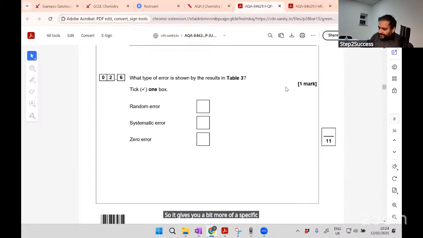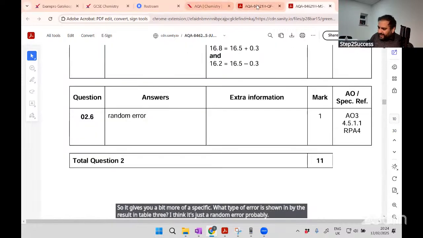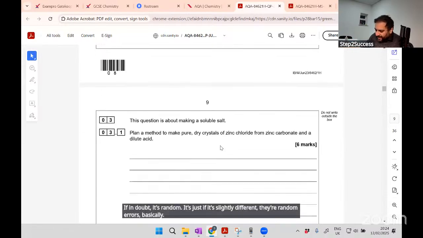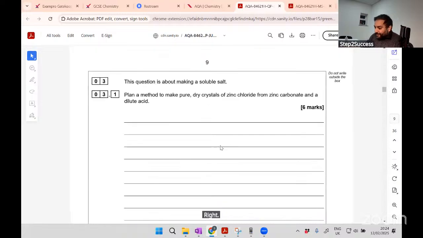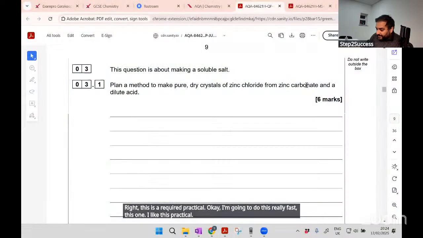What type of error is shown by the result in table 3? I think it's just a random error, probably. Yeah, if in doubt, it's random. If it's slightly different, they're random errors, basically. Right, this is a required practical. Okay, I'm going to do this really fast, this one. I like this practical. And you should too.